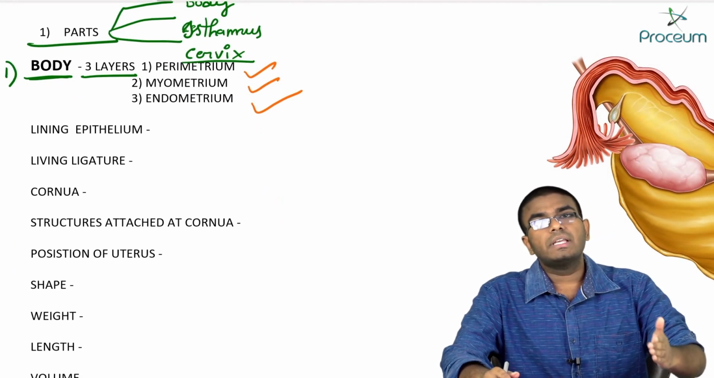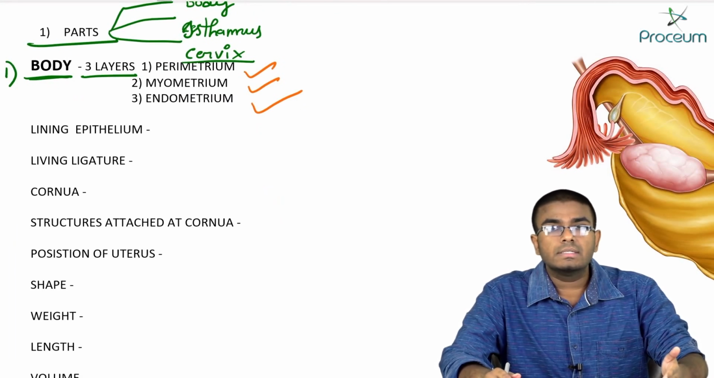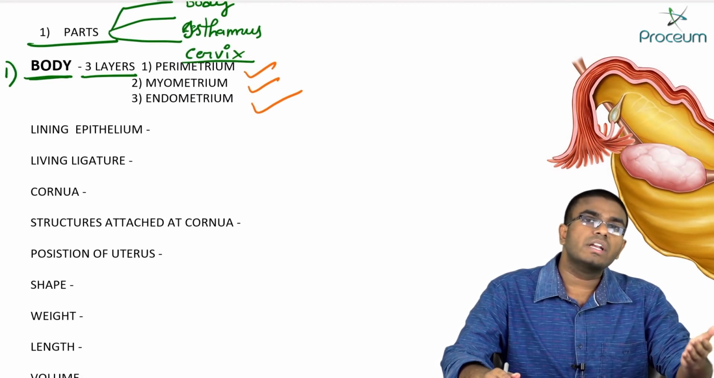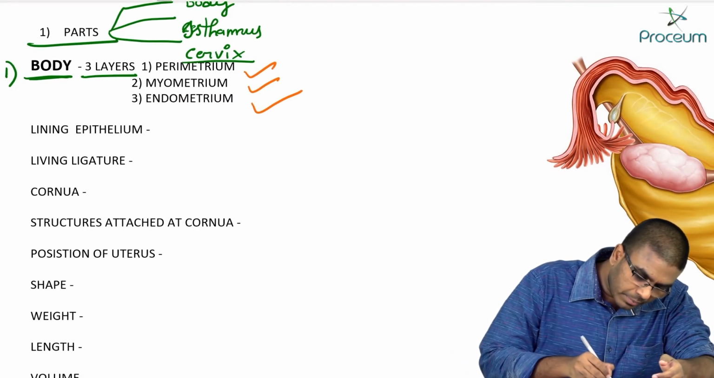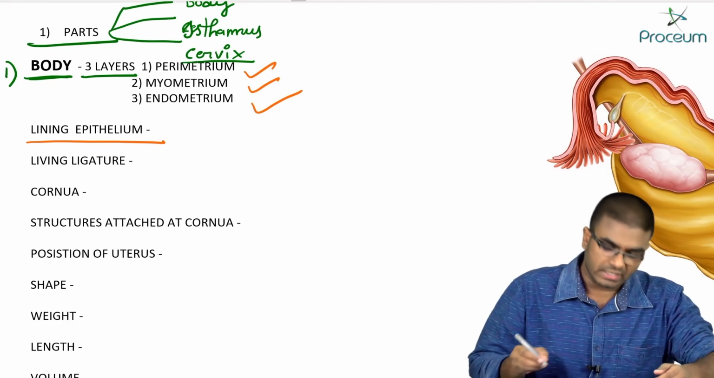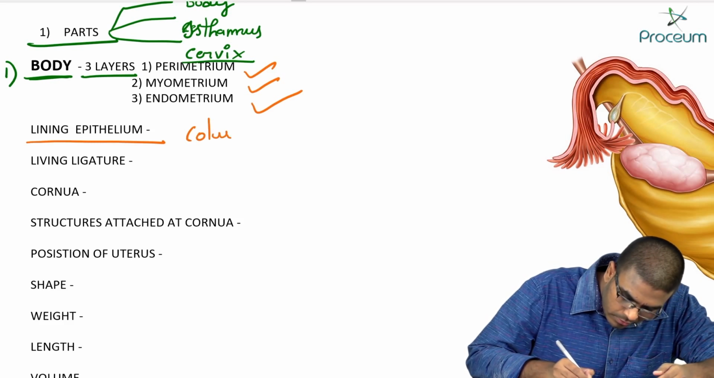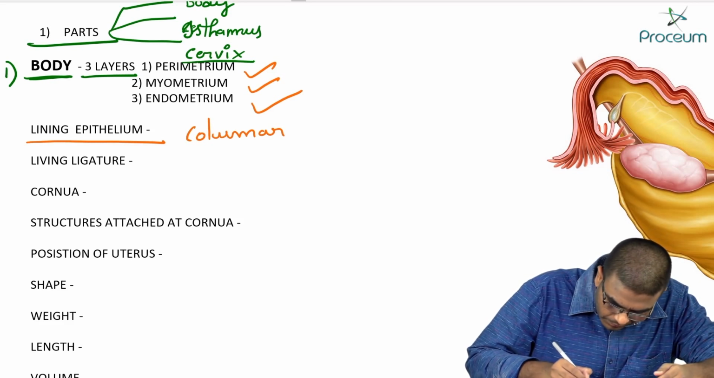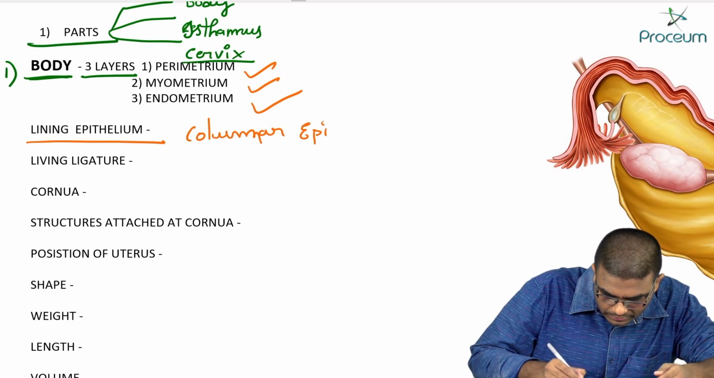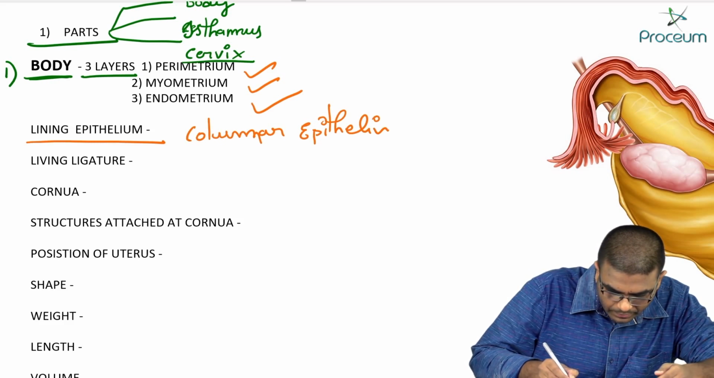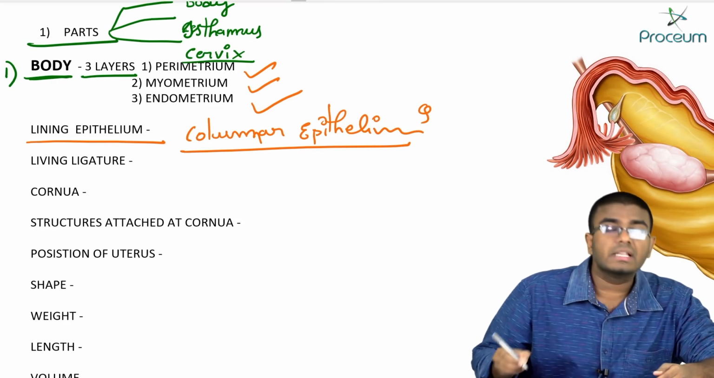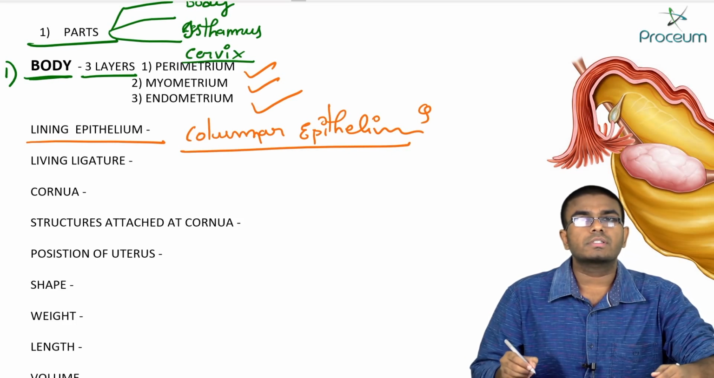Guys, the lining epithelium in the vagina is stratified squamous epithelium. In a newborn, it is a transitional epithelium. Now, the lining epithelium in the uterus is columnar epithelium. So columnar epithelium is the lining epithelium in the uterus.